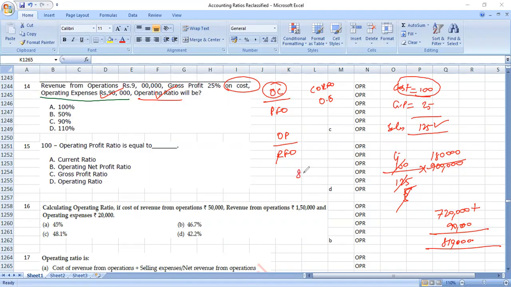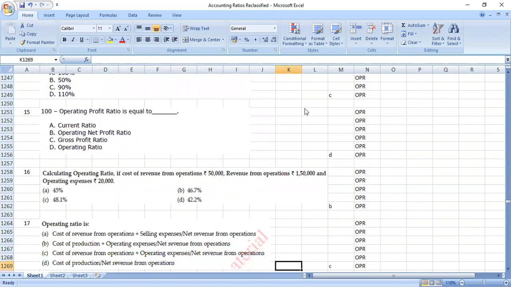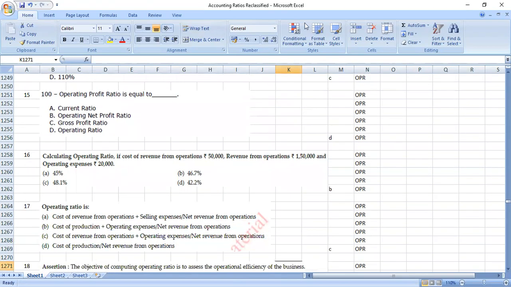So 8,10,000 operating cost divided by 9 lakh will give you the operating ratio. 90% is the correct answer. I should have figured it out without Excel. Sad that I had to do Excel. Okay. 100 minus operating profit ratio is equal to, it's very simple, my dear children.